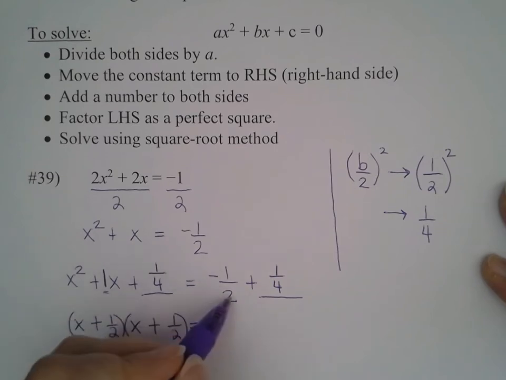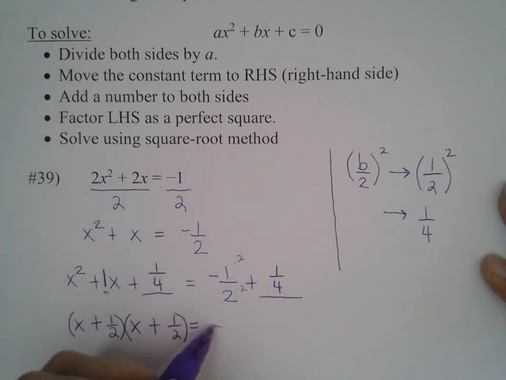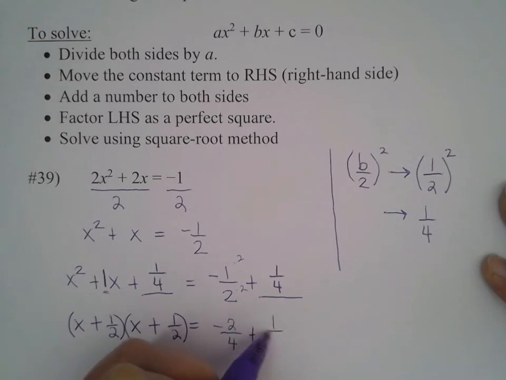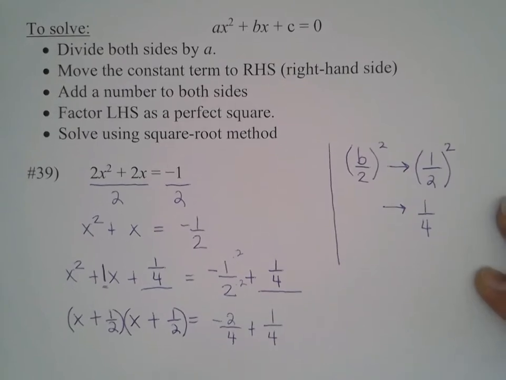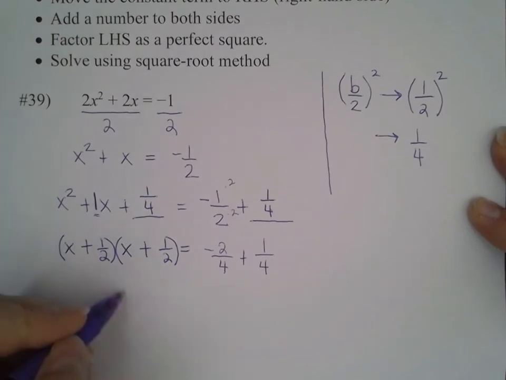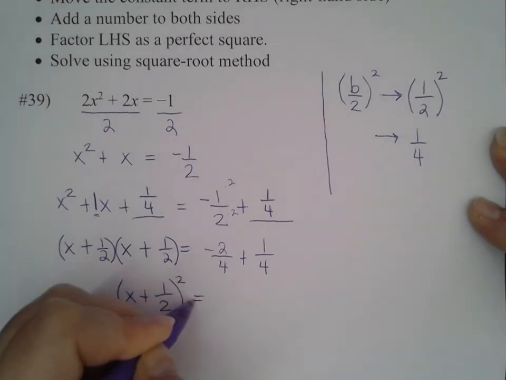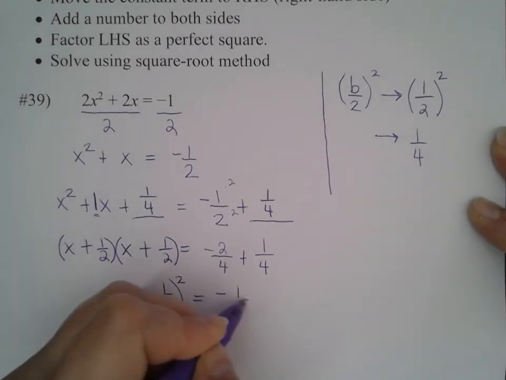Okay, if we add this together, we need them both to be fourths. So we could rewrite this, multiply top and bottom by 2, rewrite this as -2/4. If this fraction work bothers you too much, your calculator can do it. I hope that you're fairly comfortable with working with fractions at this point, but I know sometimes that's a sticky subject. So this is going to be -1/4.